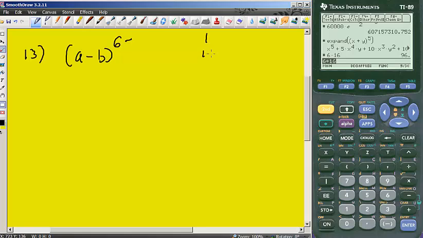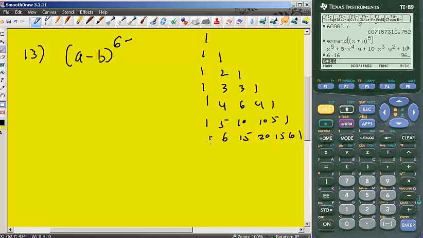Go 1; 1, 1; 1, 2, 1; 1, 3, 3, 1; 1, 4, 6, 4, 1. That's 4th power. So 5th power is 1, 5, 10, 10, 5, 1. And 6th power is going to be 1, 6, 15, 20, 15, 6, and 1. Those are my coefficients. So they just want me to expand this. That means this expands to a to the 6th first. So I have a to the 6th, and my coefficient is 1, so I don't have to write that.